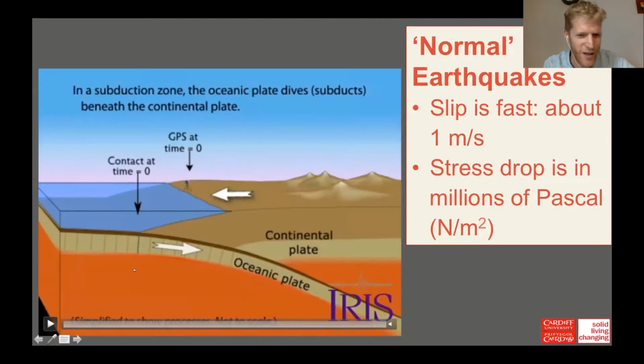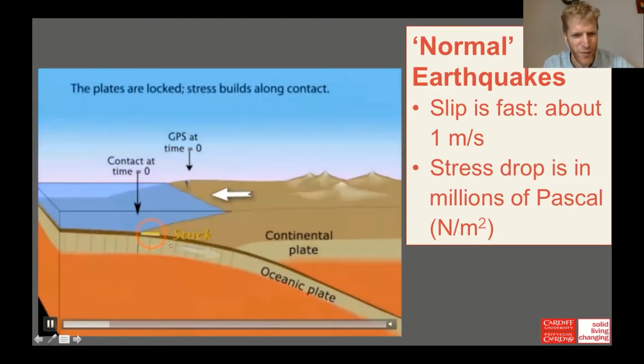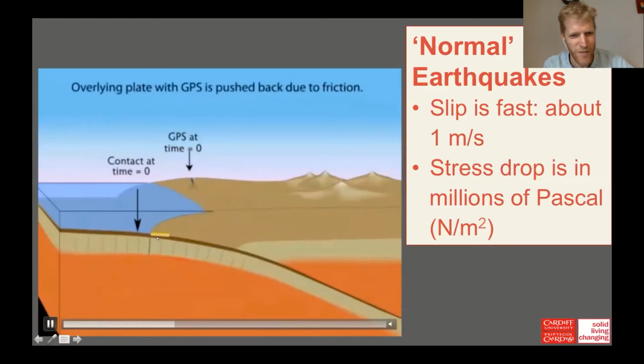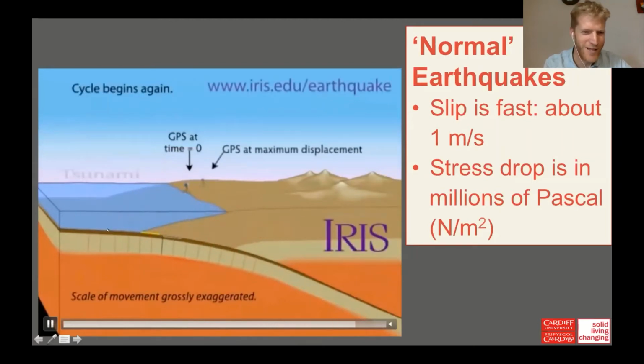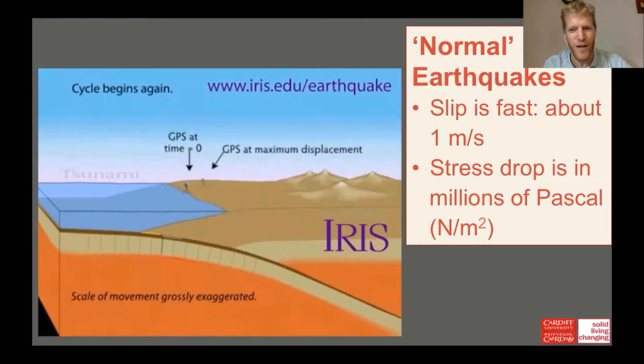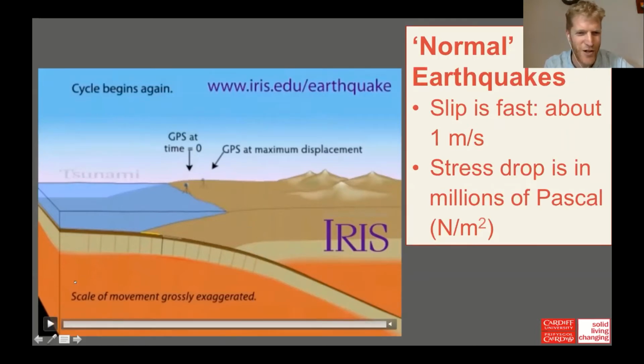So I'm going to start an animation here where you sort of see how that works. The ocean plate is moving to the right. As it does so, it pulls the continent with it. And at some point, that contact breaks, and the continent rebounds, referred to as elastic rebound. That happens very quickly, at about 1 meter per second. And then that cycle repeats. And the stresses involved are on the order of millions of Pascals, so they're very large.